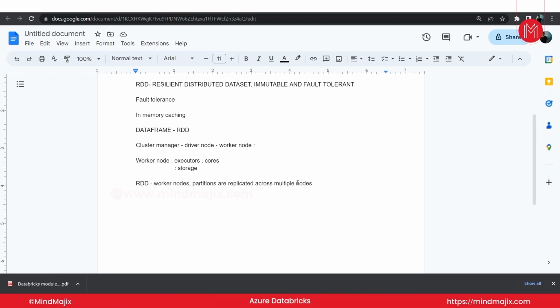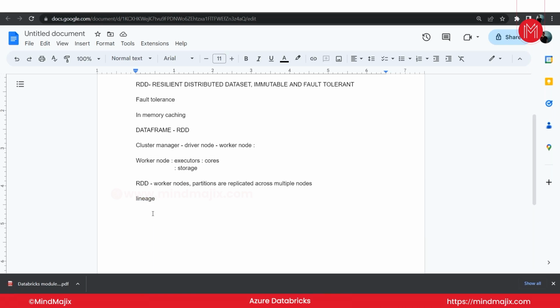Then Databricks does something called lineage. Like I said earlier, RDDs are immutable. Say we do multiple transformations on one RDD and finally put the result in another RDD. If we do all of that, it maintains a lineage. So even if there is a failure at any point in time, Databricks can refer to this lineage and recreate the RDD from that point.